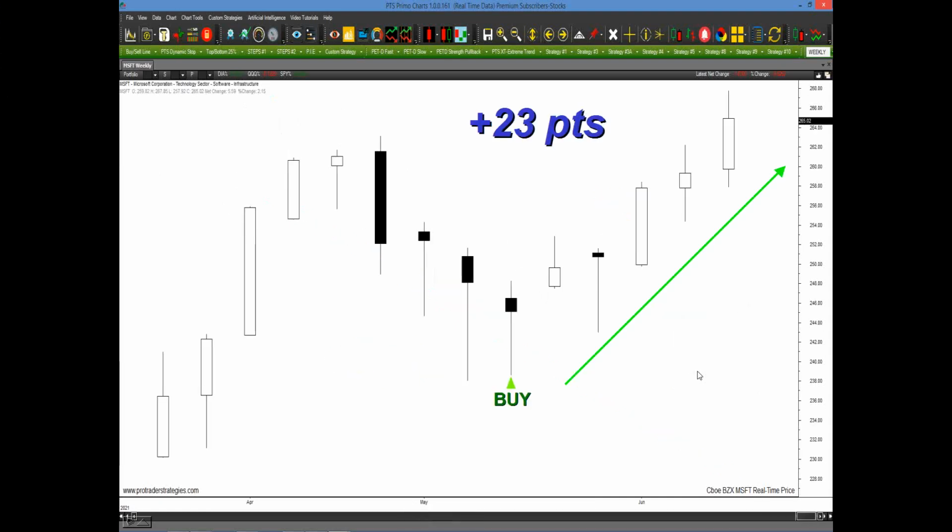Let's look at the same stock, but now let's look at a weekly time frame. Okay, what do we have here? An established trend, a pullback, a moderate pullback in an overall uptrend, a buy signal in May, and look at 23 potential points coming into mid-June. Okay, so remember, keep trading simple.